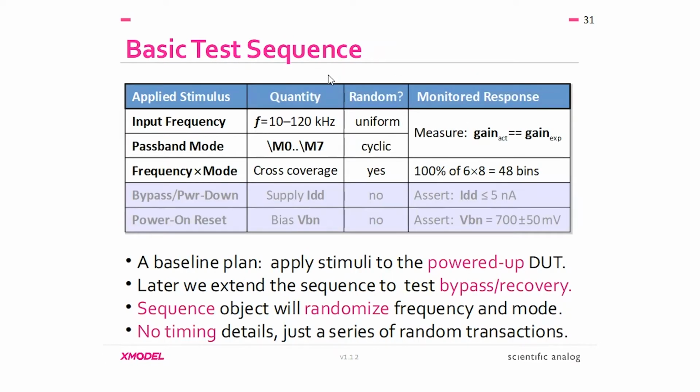In this section, we'll implement our basic test sequence where the DUT remains powered up, and each transaction applies a different random frequency and mode. In section 6, we'll extend that basic test sequence and put the DUT into power down mode for a number of cycles, and then recover and resume normal filtering operation. And in section 8, we'll see how well the frequency and mode values have been covered as a function of the number of iterations.